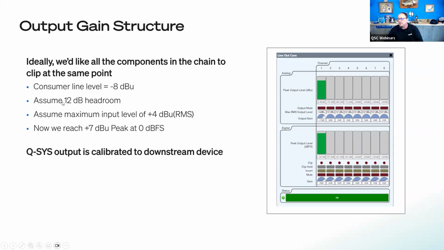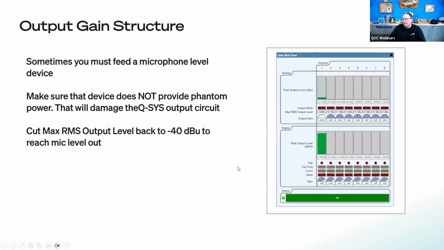We're going to assume 12 dB of headroom and assume the maximum input level of plus 4 dBu RMS, right? So now we reach 7 dBu peaks when we're at 0 dB full scale. So we're just a little under there. That's now calibrated.